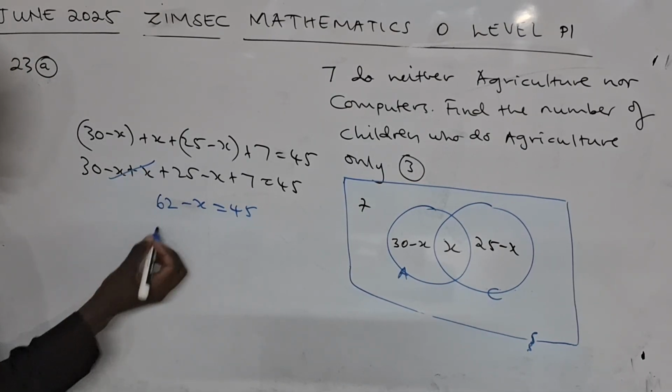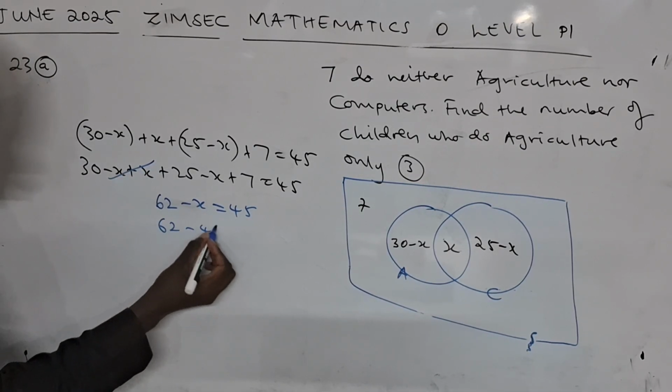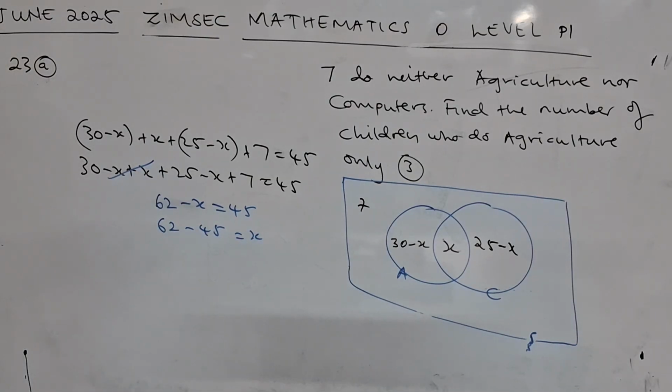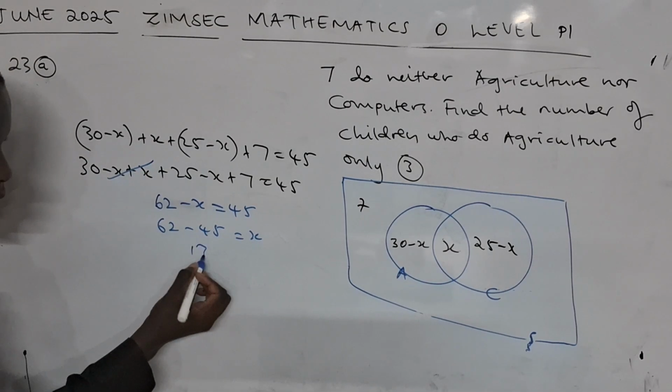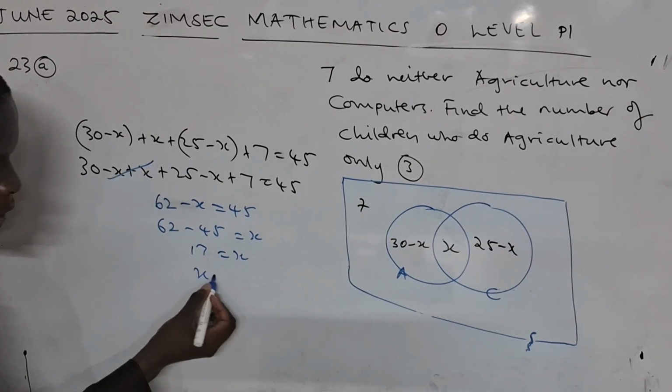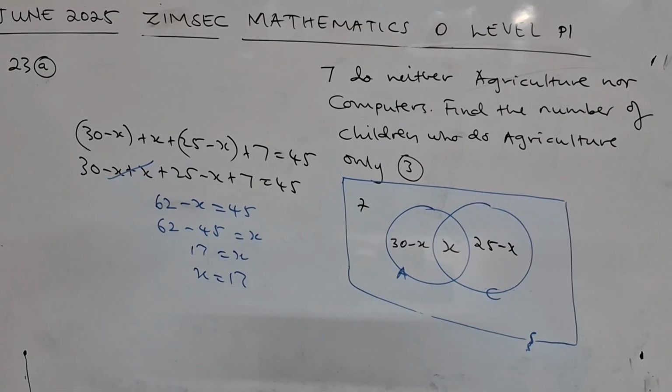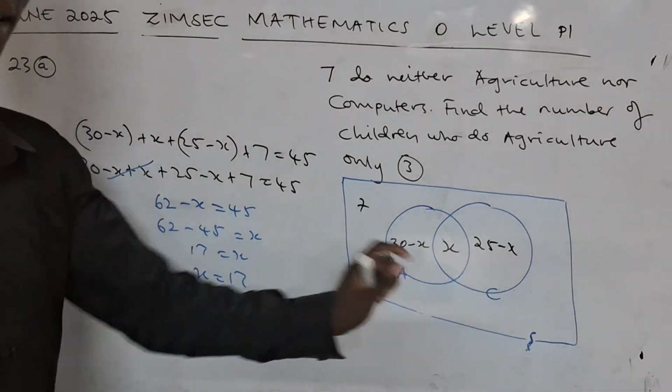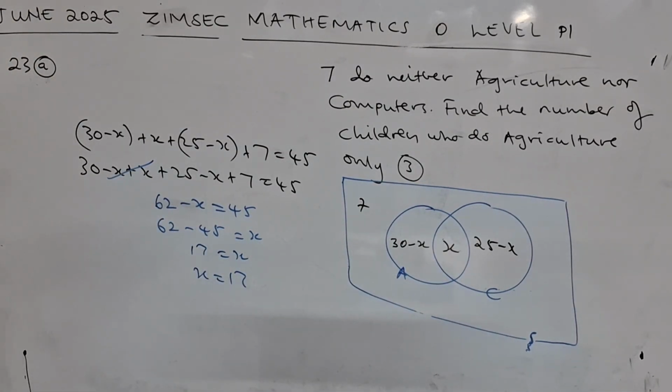Bring this X to this side: 62 minus 45 is equal to X. Now 62 subtract 45, what is the answer? It's 17, equal to X. So X is equal to 17. So this is the number of students who are studying both agriculture and computers.